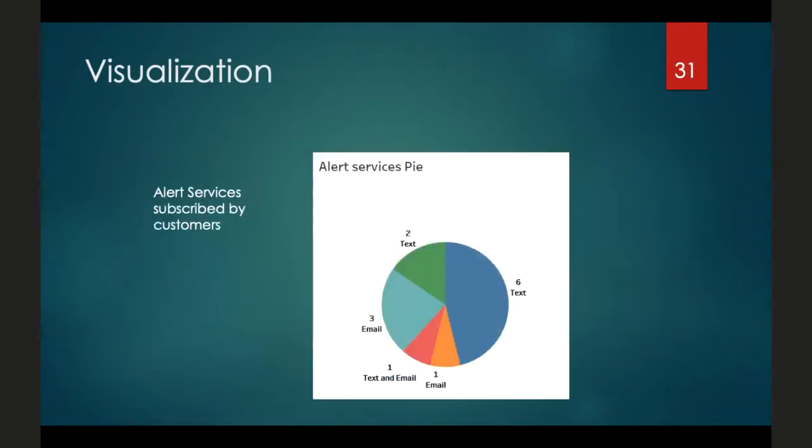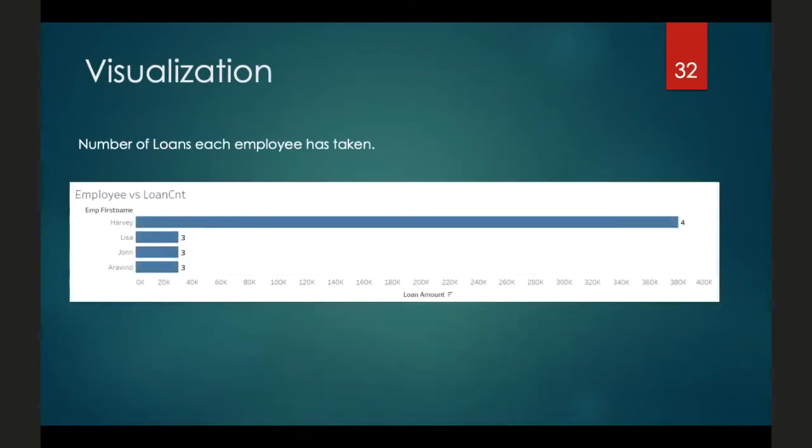Then alert services. We have alert services provided for both employees and customers. So this is for customers. There's a small pie chart of what kind of alert services each customer has taken. It gives us a total count. Then we have another table to see how many loans each employee has taken.